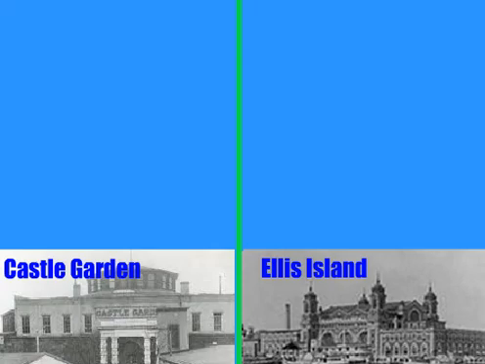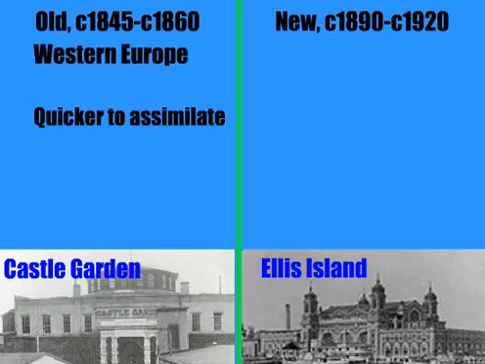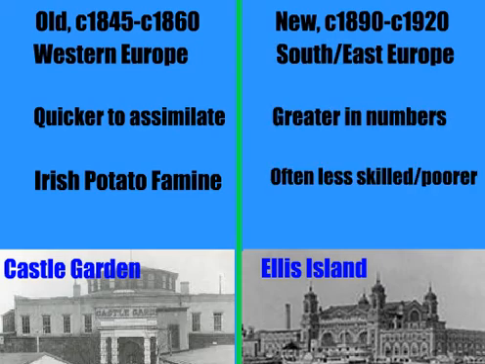These waves are often referred to as Old and New Immigration. Old immigration was mostly from Western European countries such as Ireland, Britain, and the German states. New immigration was mostly from Southern and Eastern European countries such as Italy, Russia, and Poland.